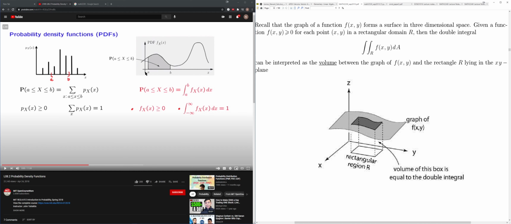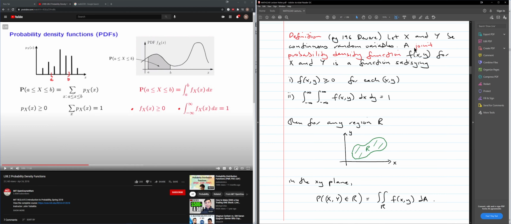In the case of a single continuous random variable, your PDF, which is this f of x over here, is a graph, and in the single random variable case this graph is going to be a curve in the xy plane. In the case of two random variables, x and y, your joint PDF is now going to be a surface in three-dimensional space. So your joint probability density function for two continuous random variables x and y is going to form a surface in three-dimensional space.